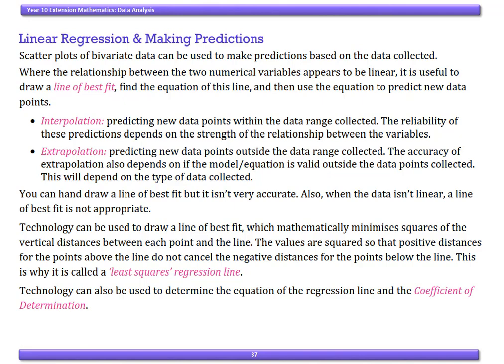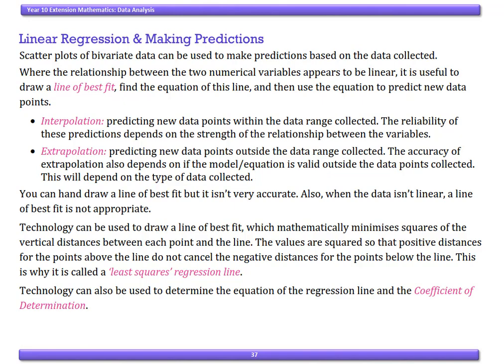Now, if we are predicting new data points within the data range that we collected, so for example, if I was looking at heights of people and I wanted to predict heights, I might have looked at school 12 to 17-year-olds. So if I collected the heights for 12 to 17-year-olds, and I've said, okay, well, I've got a 13-year-old. How tall do I think they'll be? That would be a prediction within our data points because I collected either side of that.